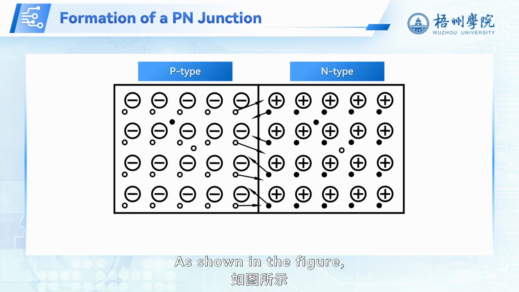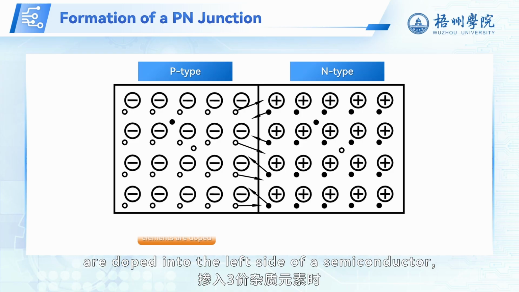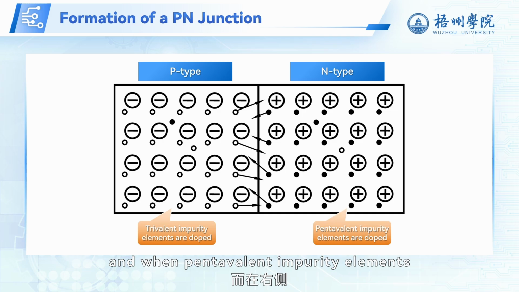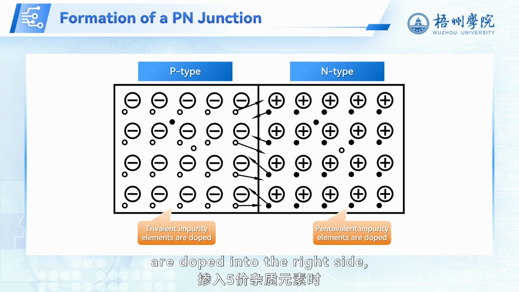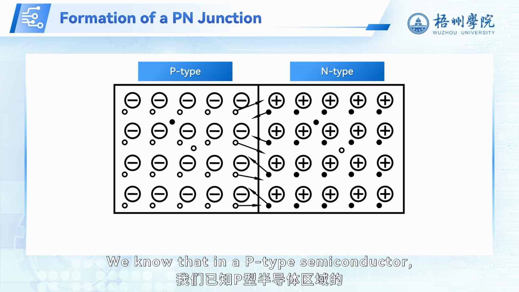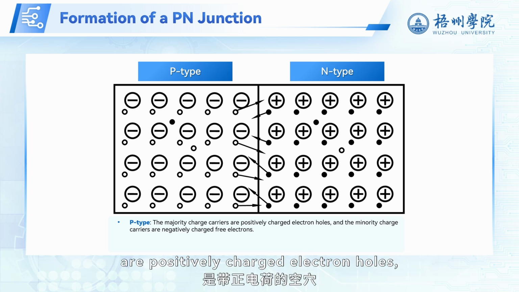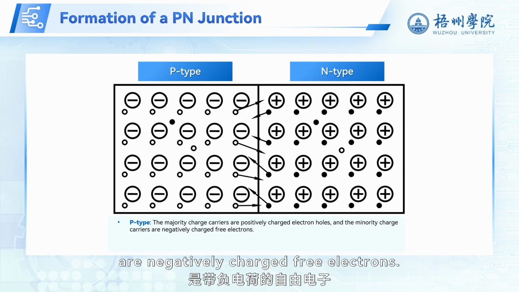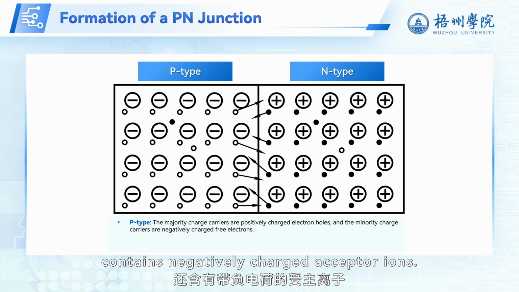As shown in the figure, when trivalent impurity elements are doped into the left side of a semiconductor, a p-type semiconductor is formed, and when pentavalent impurity elements are doped into the right side, an n-type semiconductor is formed. We know that in a p-type semiconductor, the majority charge carriers are positively charged electron holes, and the minority charge carriers are negatively charged free electrons. In addition, the p-type region contains negatively charged acceptor ions.